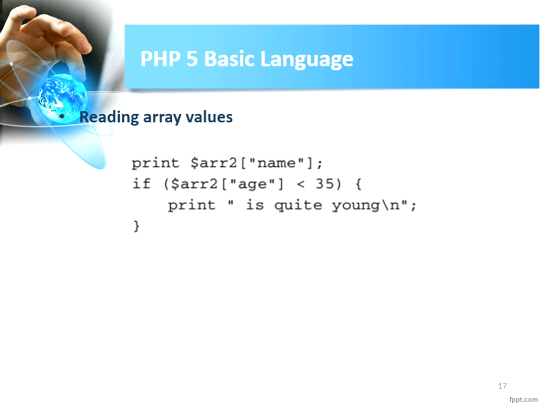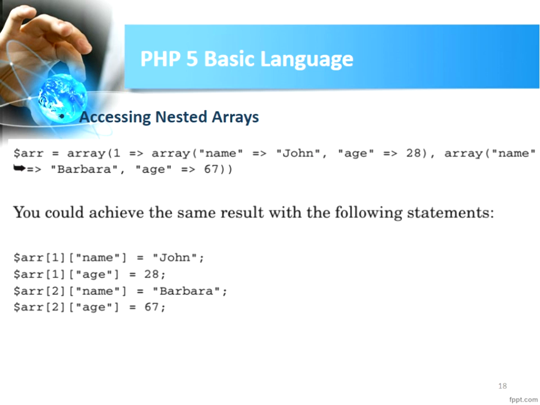So reading array values, for example, I can write print array 2 name. That means the value of array 2 in the index name, or if array 2 age, that means I want to extract the value of array 2 in the index age.